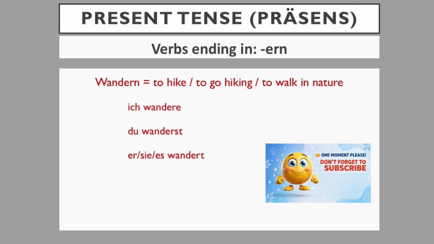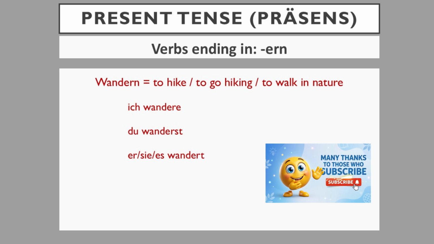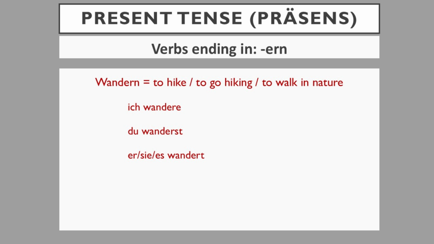Verbs ending in ERN usually follow the normal pattern. Example, wandern, which means to hike, to go hiking, to walk in nature. Ich wandere, du wanderst, sie, es wandert.